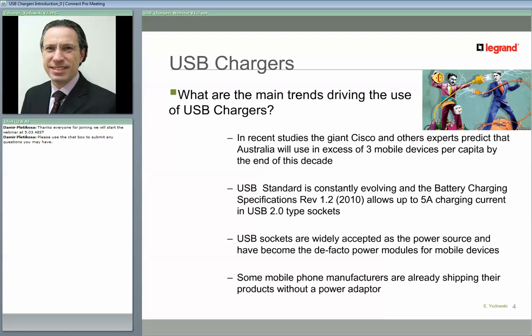USB sockets are widely accepted as the power source and have become the de facto power module for today's mobile devices. Even further, some mobile phone manufacturers are already shipping their products without a power adapter. So these are the main drivers to put everybody in context. Now, for technical questions, we will have some time later on as well.